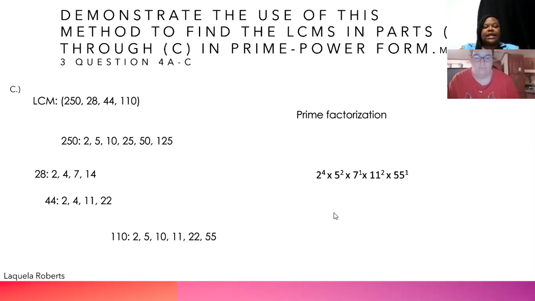So our prime factorization for this problem is 2 to the 4th times 5 to the second times 7 to the first times 11 to the second times 55 to the first.